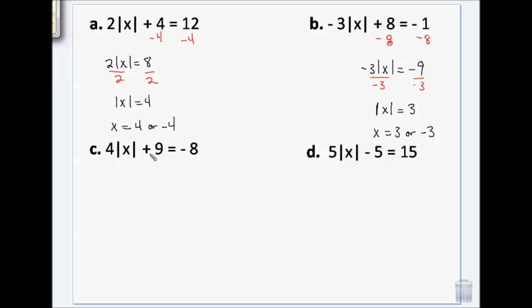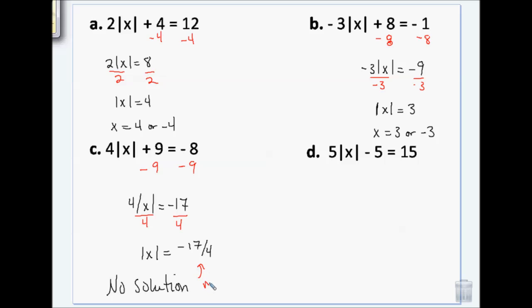I have 4 times the absolute value of x plus 9, so if I subtract 9, I get 4 times the absolute value of x equals negative 17. And then if I divide by 4, I get the absolute value of x is equal to negative 17 fourths. This is not possible. So there's no solution. And the reason there's no solution is because this is negative.